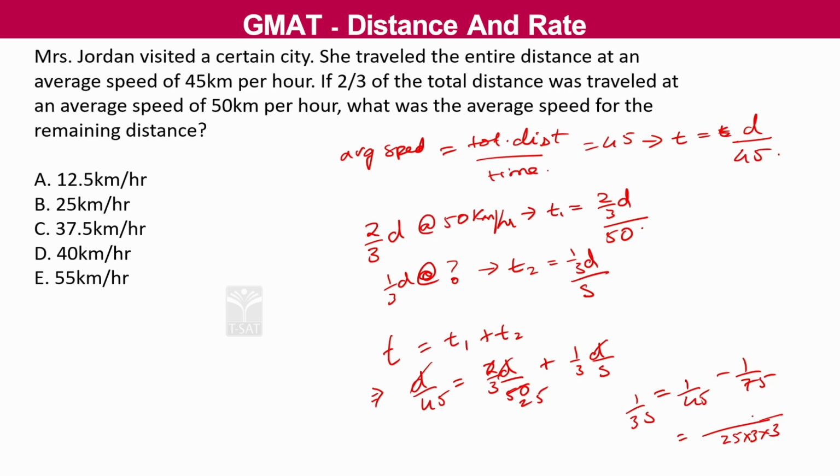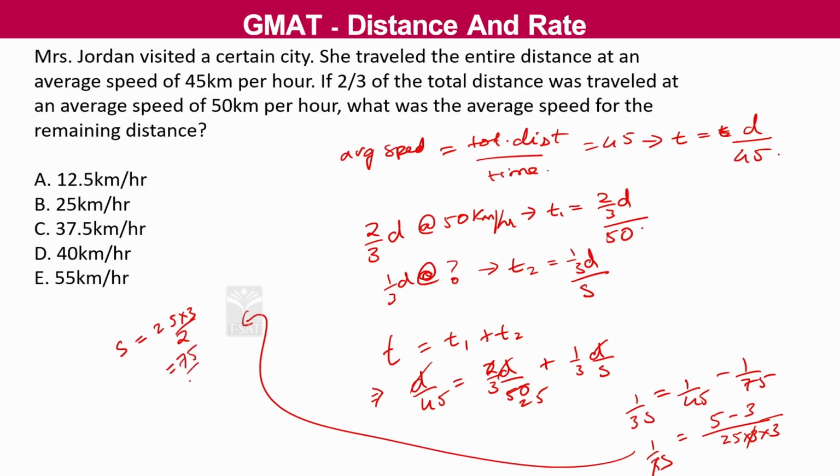So, that will be 9 into 5 into 5 minus 25 into 3 into 3, that is 1 by 3 s. 3 gets cancelled. S will be equal to 25 into 3 divided by 2, which is equal to 25 into 3 is 75 divided by 2, which is 37.5 kilometers per hour. That is, the answer is option C.